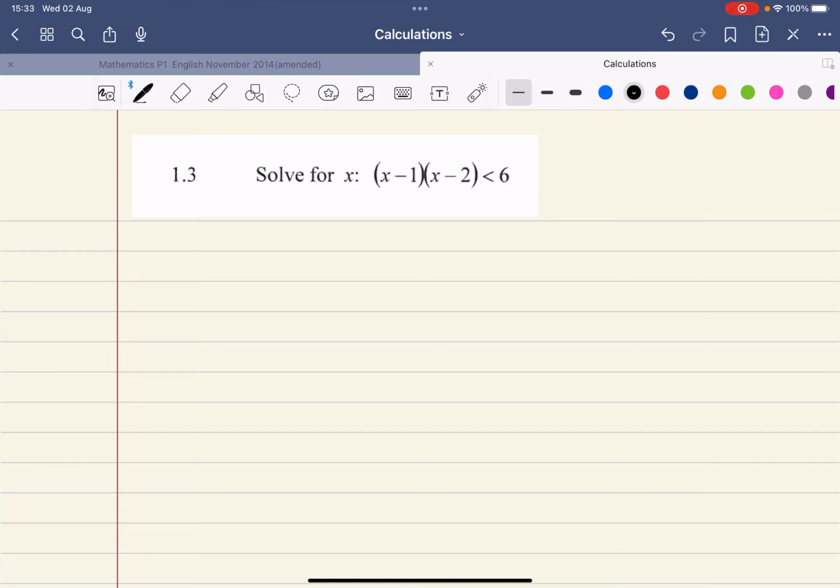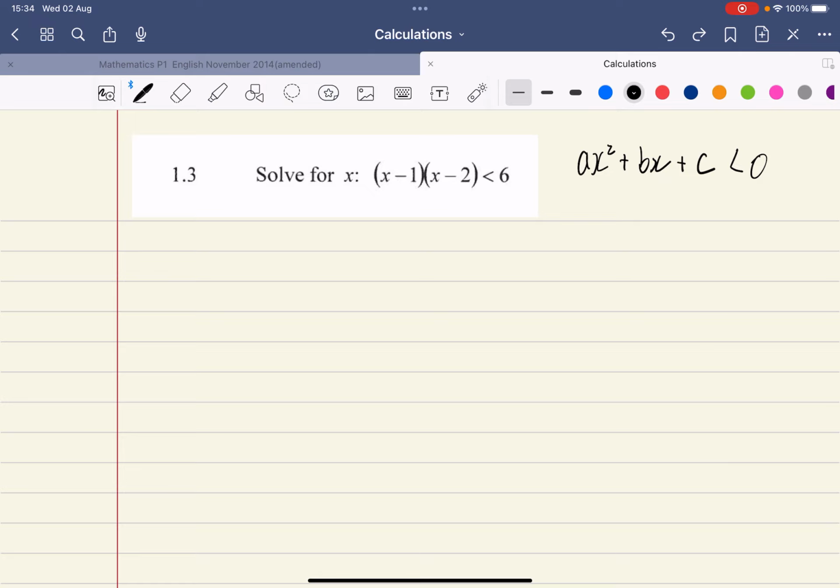Question 1.3. Solve for (x − 1)(x − 2) < 6. Now, we first notice that we're dealing with an inequality. We also notice that we do not have the equation in standard form for a quadratic. And remember, that looks like ax² + bx + c, and in this case, < 0. So first, because we can't do anything with this now, let's try to get it into this form.